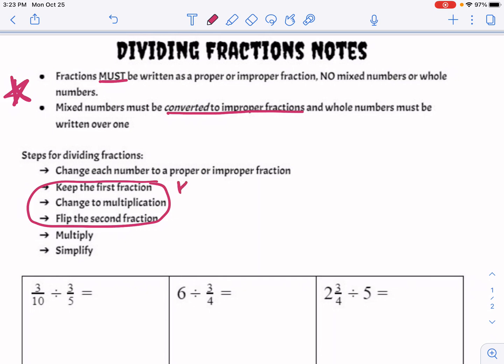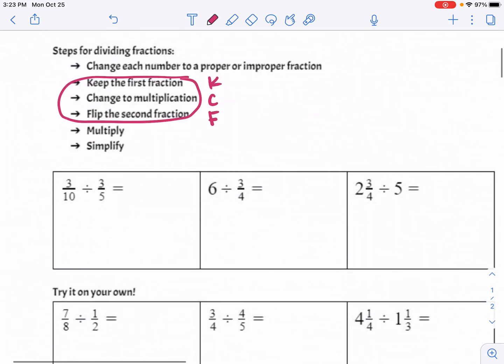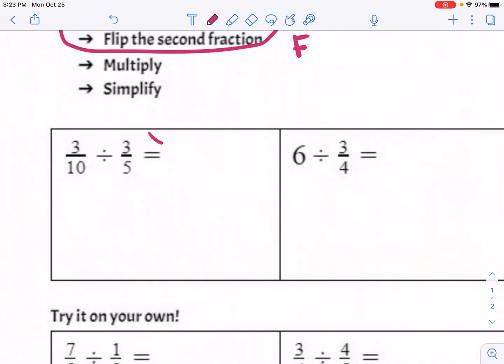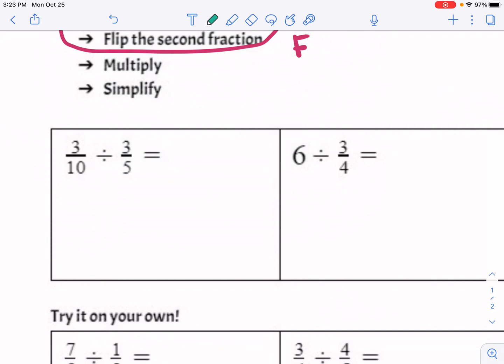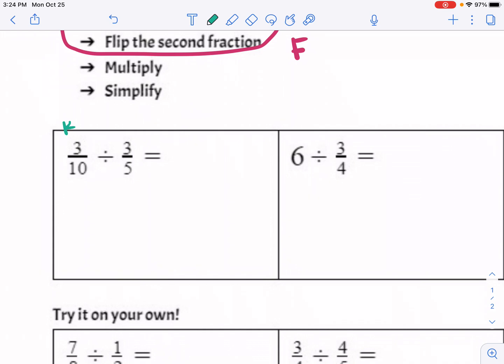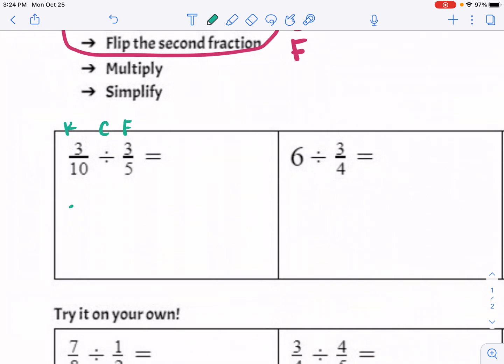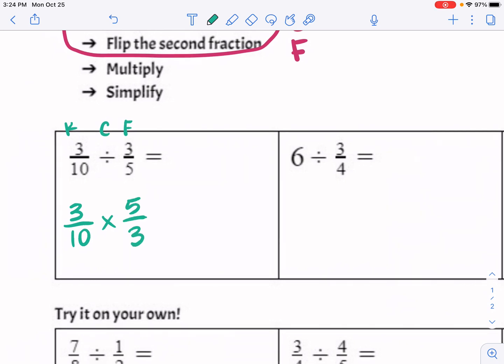We call it keep, change, flip, or KCF. So let's look at that with this. So 3/10, I'm going to make that even smaller. So my 3/10 divided by 3/5. What we're going to do is keep the first fraction, change the division to multiplication, and flip the second fraction. So we keep 3/10, we change division to multiplication, and then we flip the other one. It's called the reciprocal whenever you flip a fraction over. So 5 is now on top, 3 is now on the bottom. So we just flipped it over.